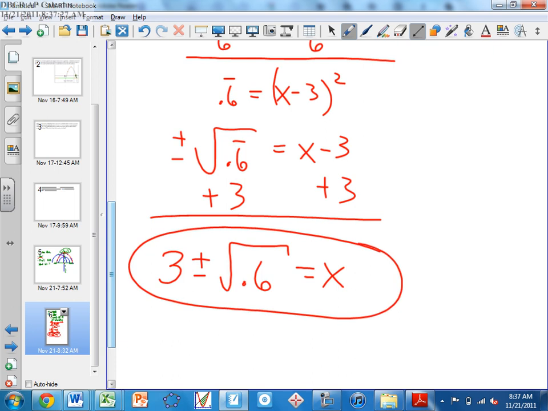Again, this process is not difficult math, but to remember what you're doing, you have to think about how to solve this equation. Okay? Now, you're not always going to need the bar.